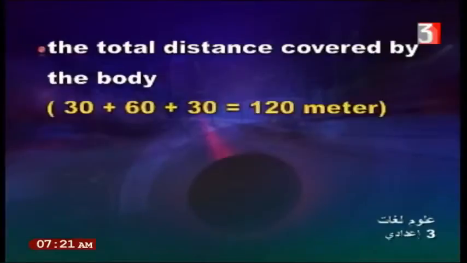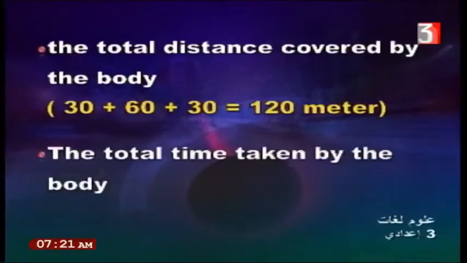Calculate the total distance covered by the body. 30 plus 60 plus 30 equals 120 meters. The total distance covered by the body equals 120 meters.